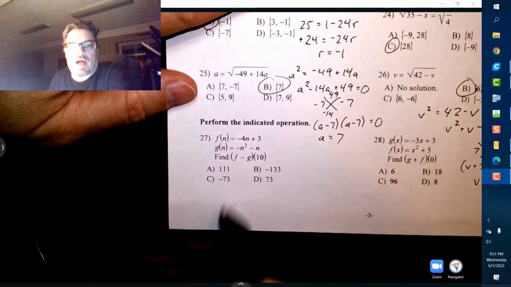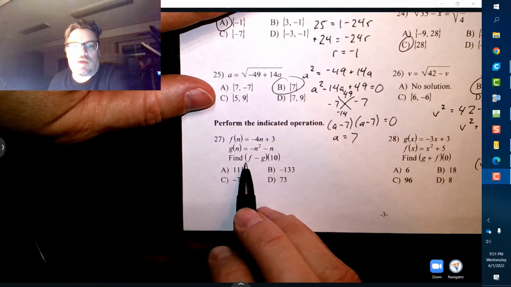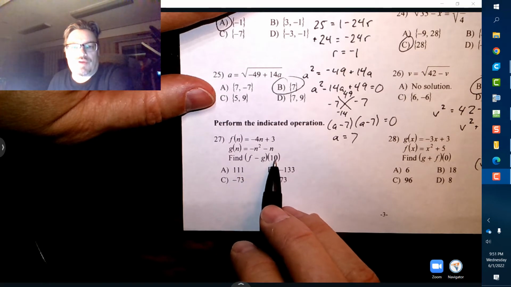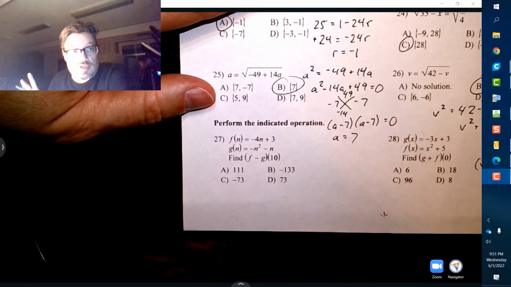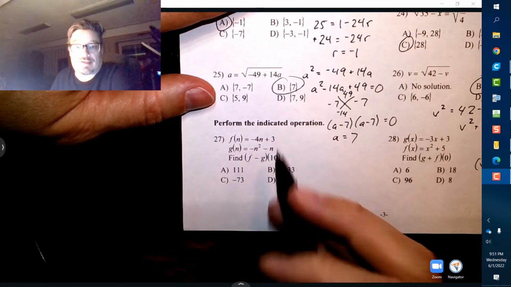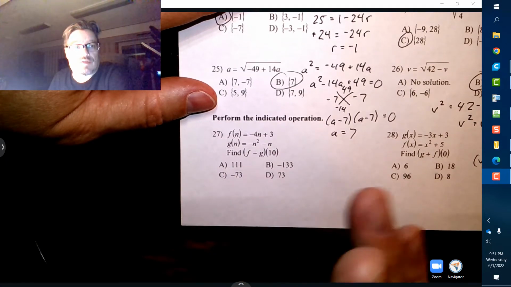Here we've got some function operations. So we've got two functions, f and g. We want to have an input of 10 into both f and g and then do the operation on them. So we're going to do an operation of subtraction on the two functions. So 10 will go into both of them and then just subtract the two values.